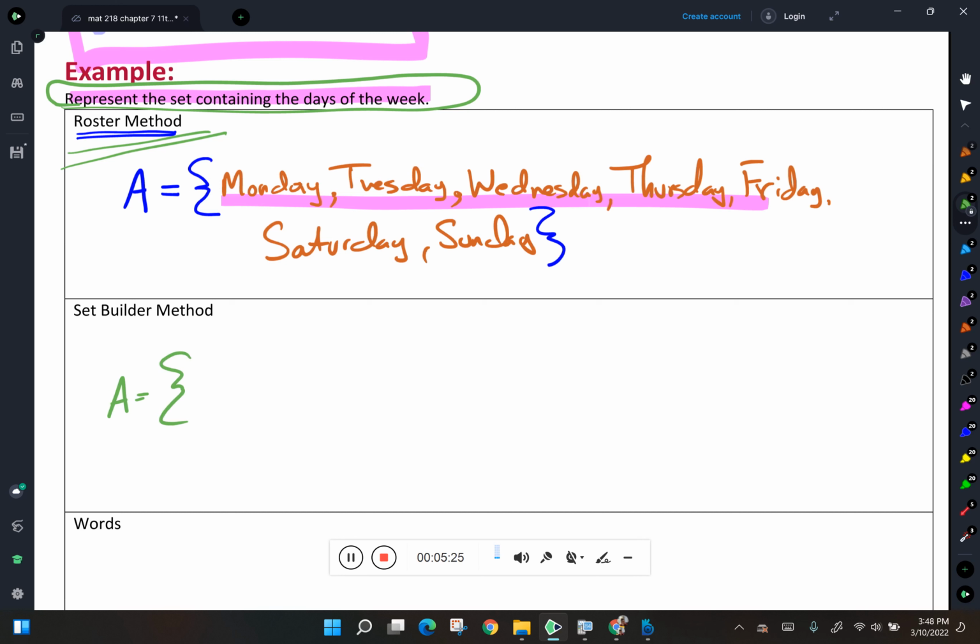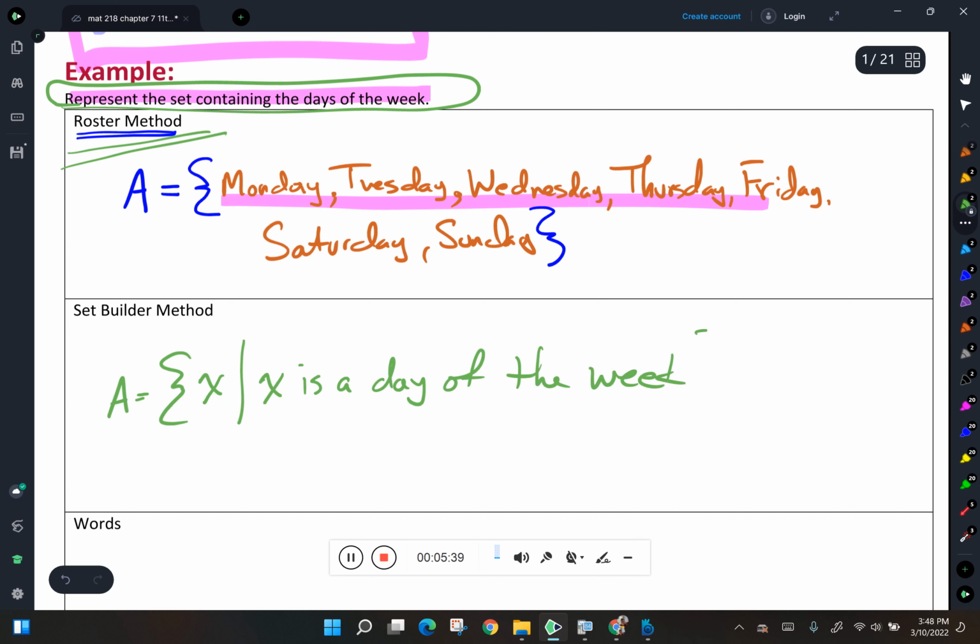So we would say that set A is the set of all x's such that x is a day of the week. And there I've got my set builder notation. Set builder notation is broken up into three things, really. You've got the braces on the front end and the braces on the back end to tell you that it's a set. You have a variable over here that defines the variable of the set, and then we have conditions over here on the right that make that variable true.